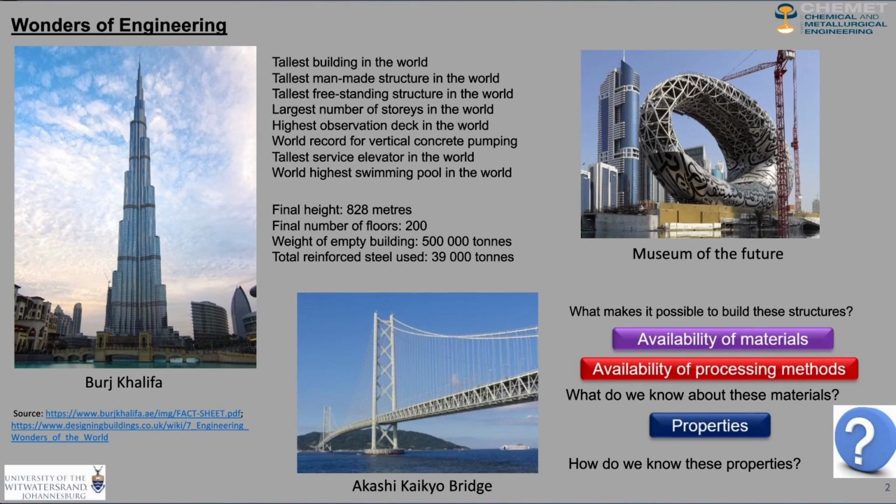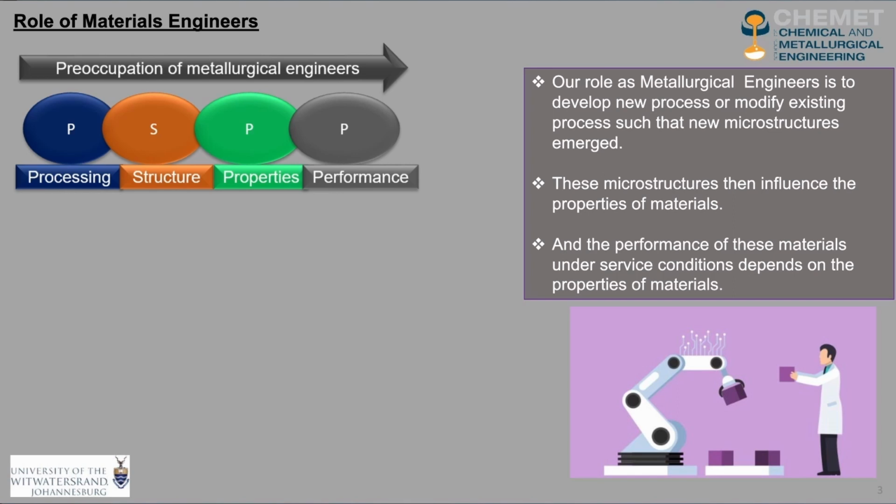So, what is the role of materials engineers? The role of materials engineers is to understand the relationship between processing, structure, properties, and performance of materials. To break that down, our role as metallurgical engineers is to develop new processes or modify existing processes such that new microstructures emerge. These microstructures can then influence the properties of the material. And once we have the properties of materials, these properties determine the performance of the materials in service.